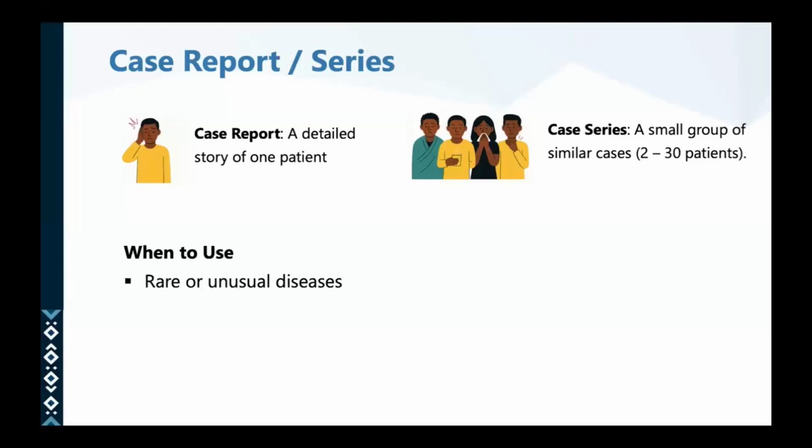And when do you use a case report? When do you report a case or a case series? Usually we do this for rare or unusual diseases. And you can see, for example, in the case of COVID, you can have a totally new disease that you do not know, and it's worth sending an alarm out to the research community or to the medical community that this is worth looking into.